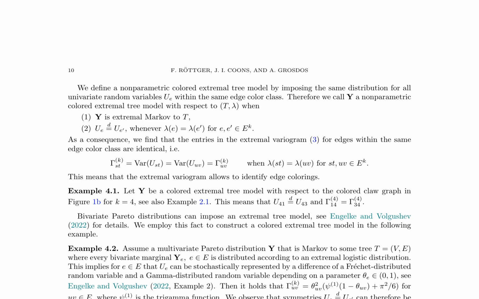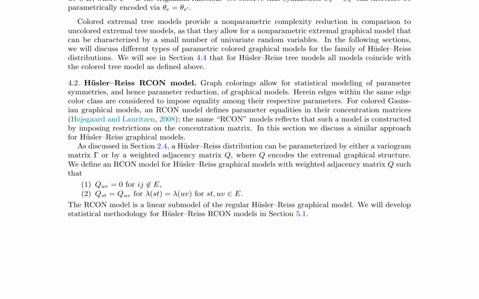In the context of nonparametric colored extremal tree models, a complexity reduction is achieved by encoding symmetries between univariate random variables. This model is defined by two conditions. It must be extremal Markov to a tree T, and it must have the same distribution for all univariate random variables U within the same edge color class. This implies identical entries in the extremal variogram for edges within the same edge color class, aiding in identifying edge colorings. An example of a colored extremal tree model is provided, featuring a multivariate Pareto distribution Markov to a tree, with bivariate marginals following an extremal logistic distribution. The extremal variogram can be expressed as a function of a parameter theta_e, encoding symmetries.